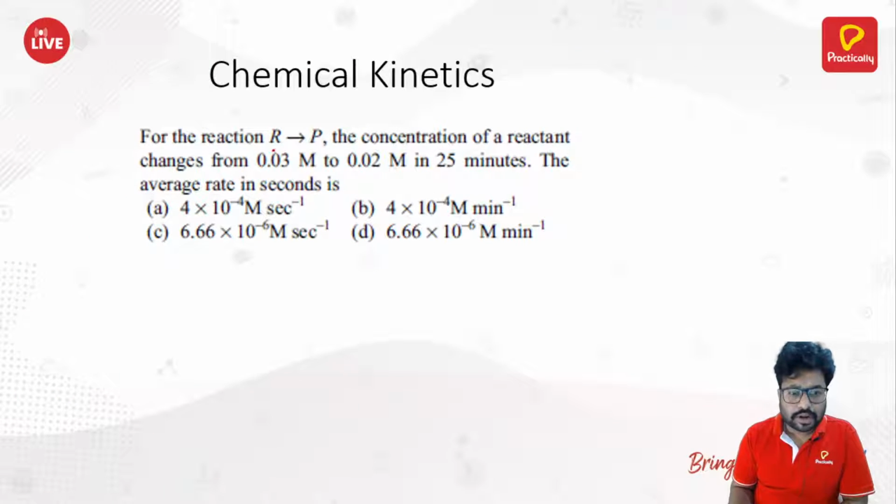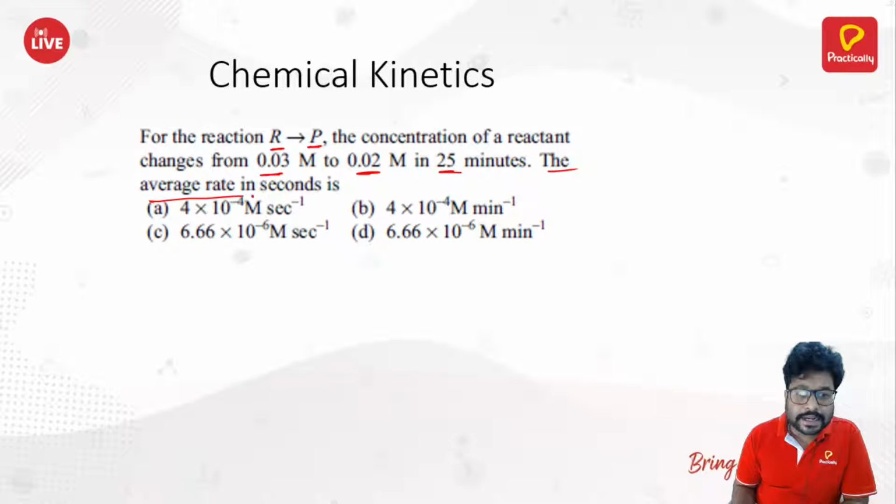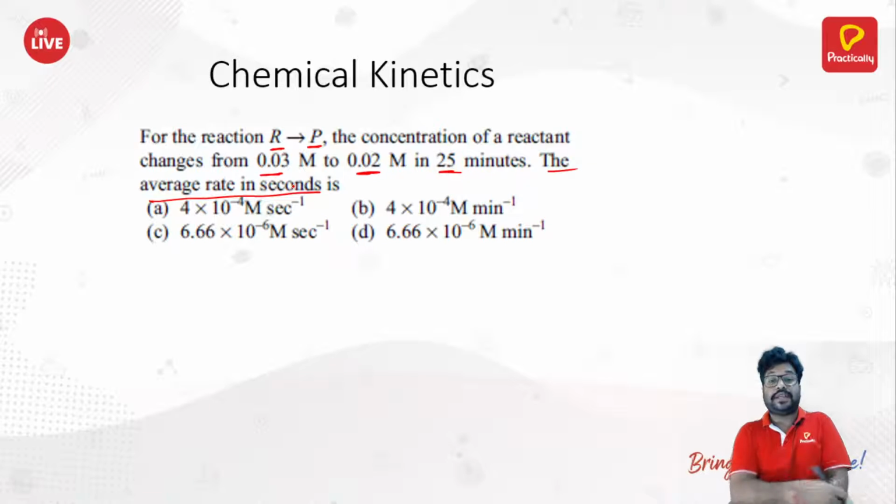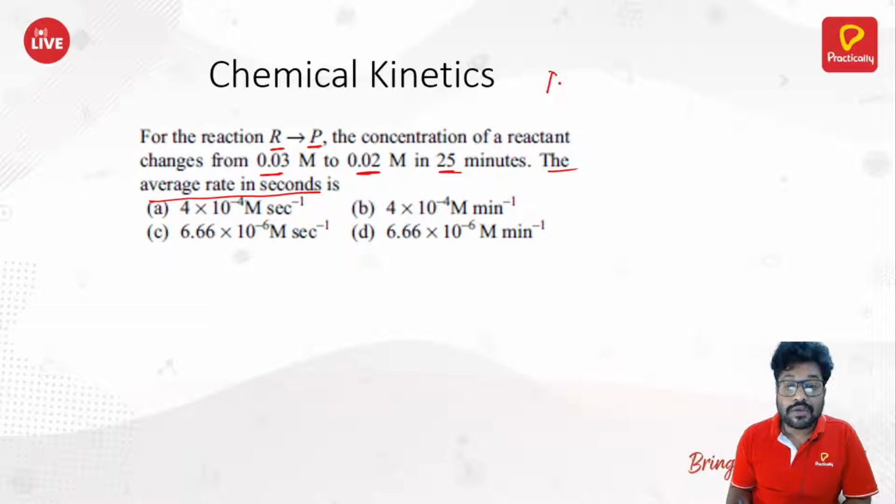Next, for the reaction R gives P, the concentration of reactant changes from 0.03 to 0.02 in 25 minutes. The average rate in seconds is? How do we calculate the average rate?